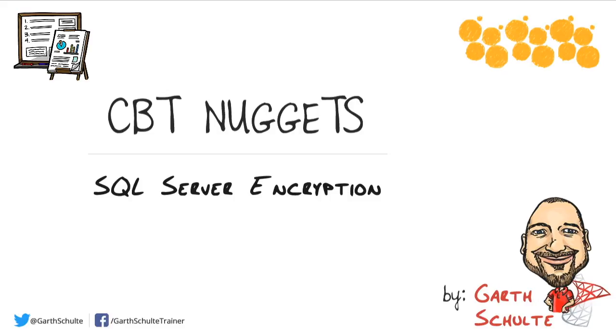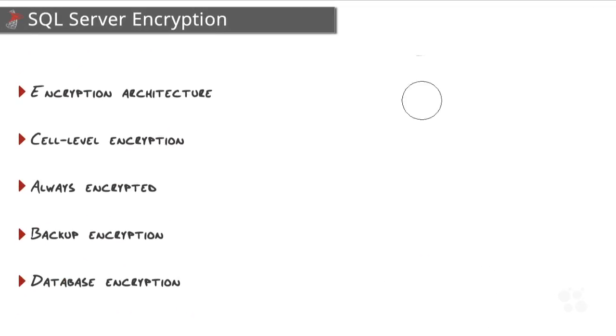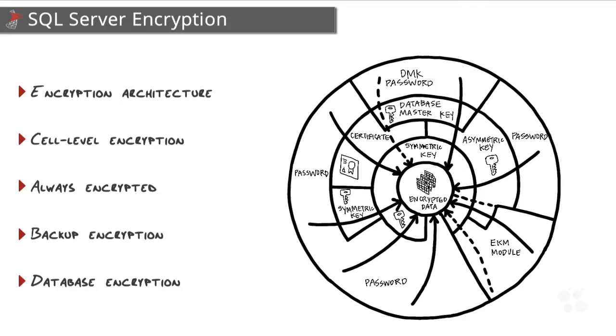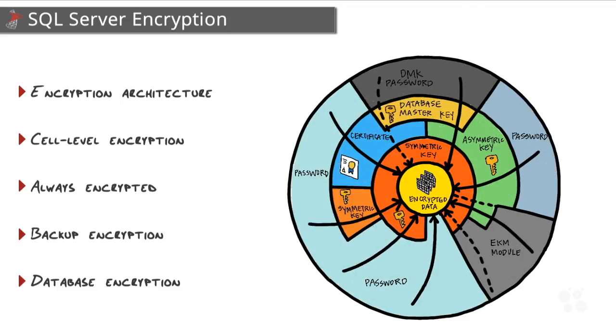In this concept nugget, we're going to drill into the architecture of SQL Server encryption and talk about all the technologies that we can use to encrypt data at all levels. The first thing to know about SQL Server encryption is there are many paths we can take to encrypt our data. To understand how this works, it helps to look at the big picture to understand all the players involved.